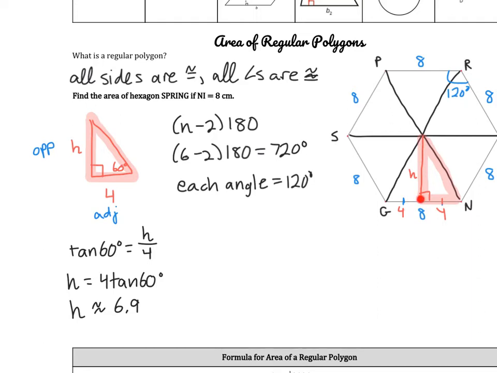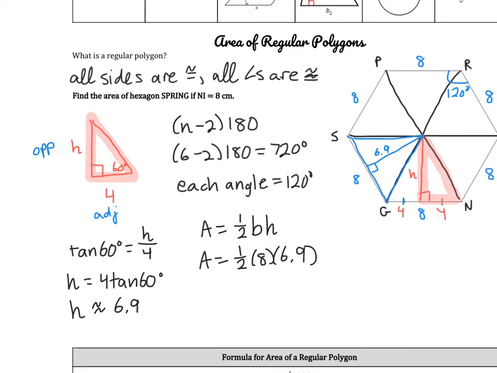So now that we have this height, we can go back and find the area of our larger triangle. So I'm going to redraw this in a different triangle since it should be the same. So let's imagine now we're looking over here. Again, any perpendicular height that we draw should be the same. So this height is 6.9. Remember, our base was 8, and our formula for the area of the triangle is 1/2 times the base times the height. So we'll do 1/2 times 8 times 6.9, and we can plug that into our calculator.